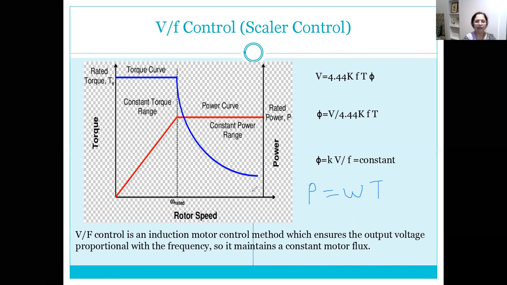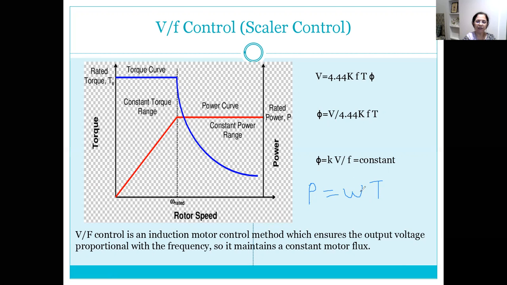Whereas when we enter the above rated speed region, we cannot extract more power from this combination, and so it reaches the maximum power condition. This power is now maintained constant. So omega into T equal to constant becomes the relation. In such cases, the relation between omega and torque becomes inversely proportional.